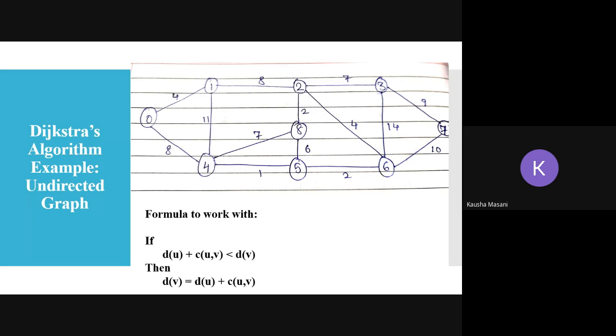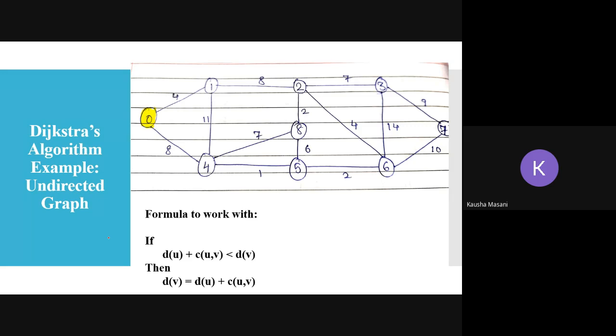Here in the question, you can see I have only given you the diagram. I have not mentioned anything about from which source you can start. So you can pick any vertex. Suppose I am picking up 0 here. So this 0 is my source right now. Now, whatever calculation I am going to do, I am going to do with respect to source 0.